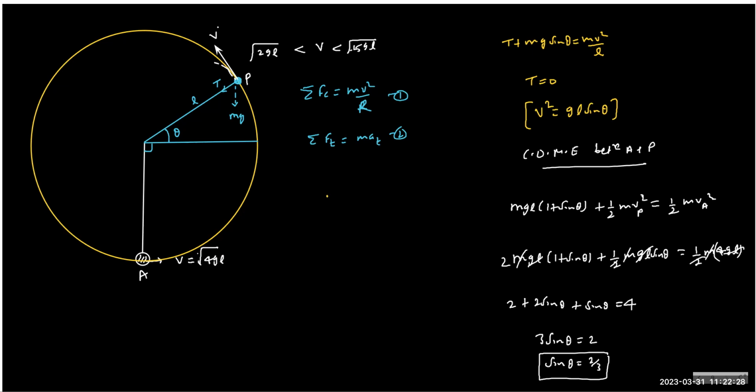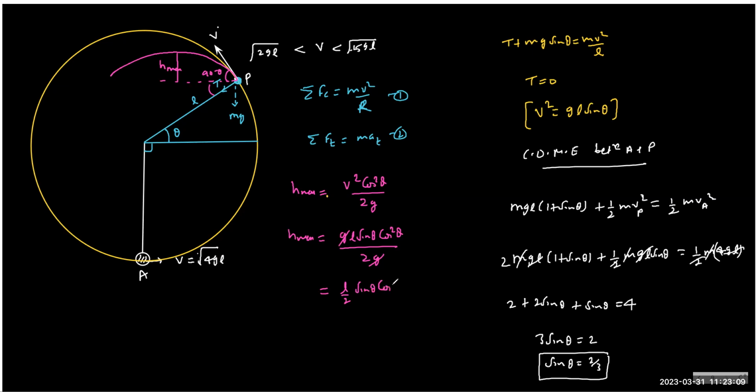So your subsequent motion is what? Projectile motion, correct? And we know the angle of projection is 90 minus theta, correct? So how much will it go up further? What is H max? v square cos square theta by 2g. Now you know that v square is gL sin theta. So it is L by 2 sin theta into cos square theta.